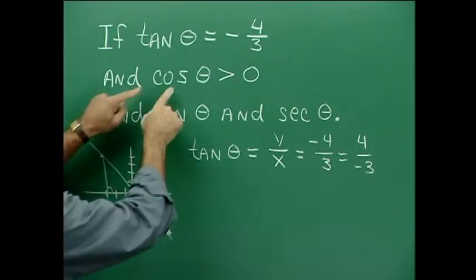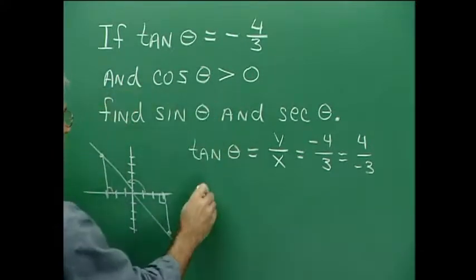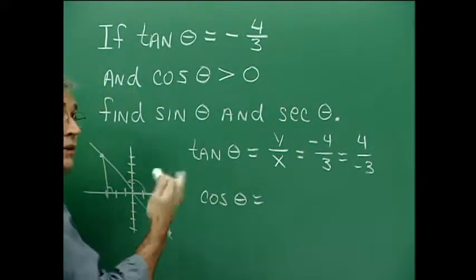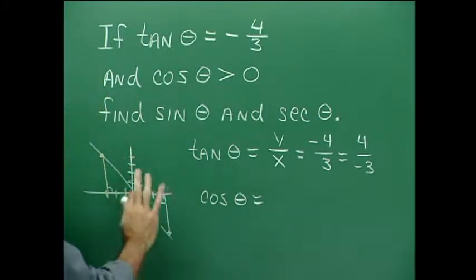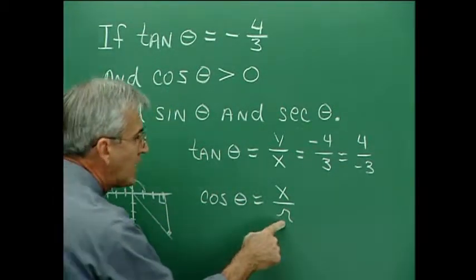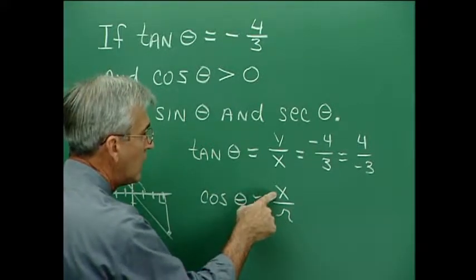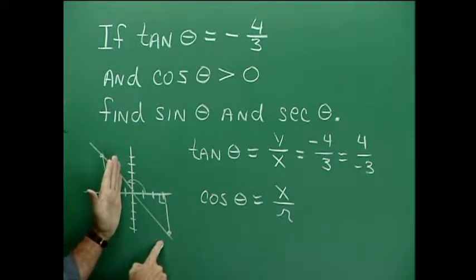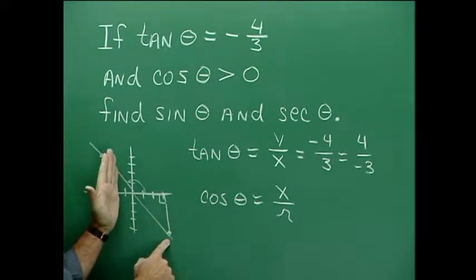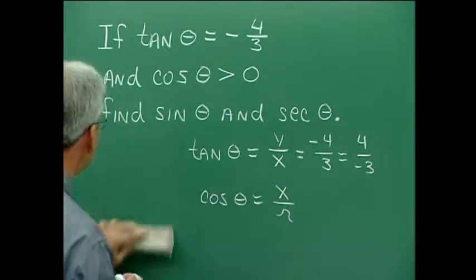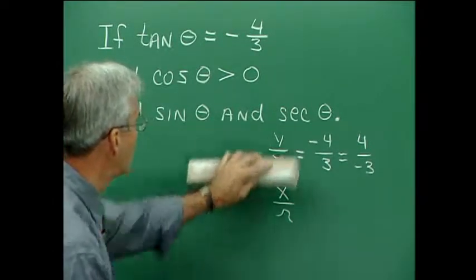Let's decide by looking at cosine. Cosine theta, remember, is adjacent over hypotenuse, but when we're talking about xy pairs here, it's x over r. We know that r is always positive, so in what quadrants would the x be positive? Well, x is positive over here. That is, cosine theta is positive in these two quadrants. So if we're going to meet the constraints of this, we have this fourth quadrant situation going on. So we have an x of 3 and a y of negative 4.